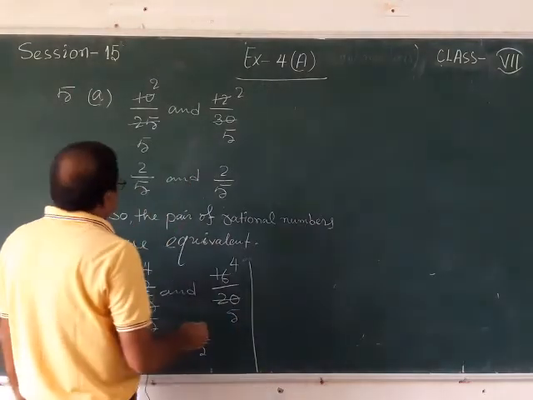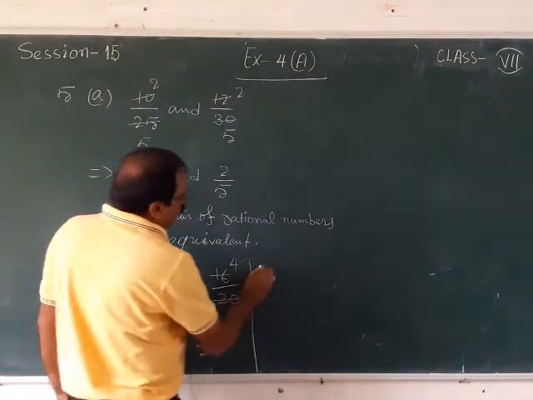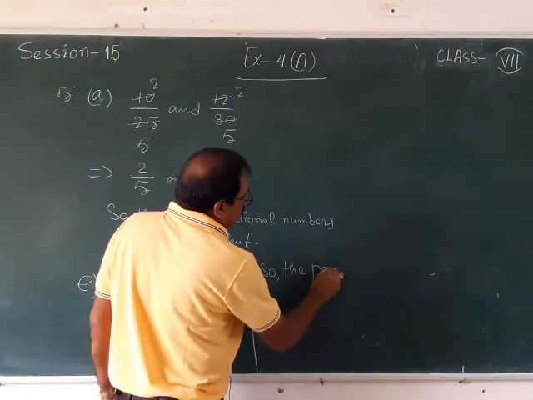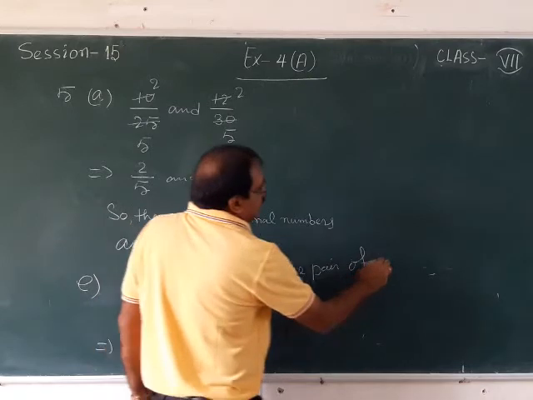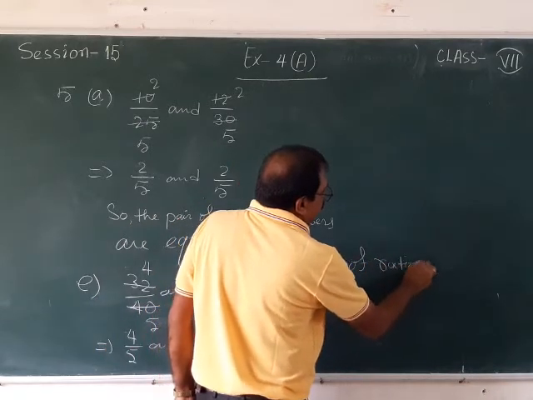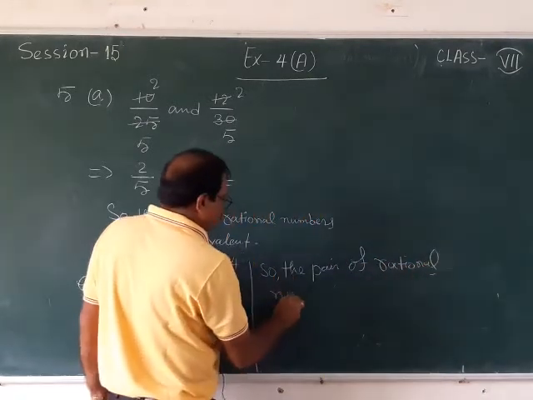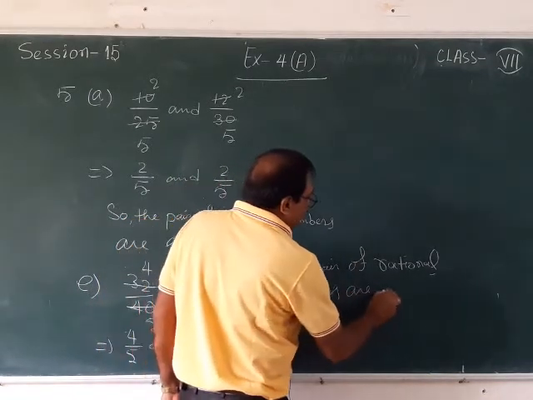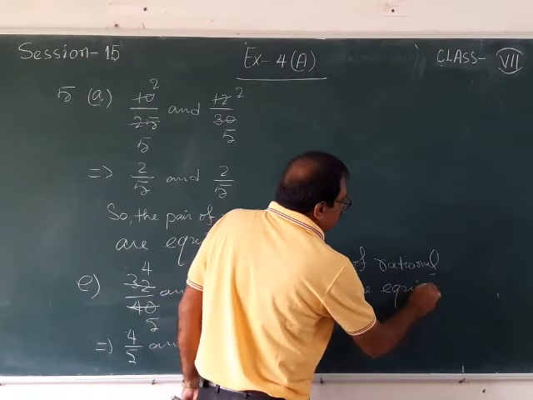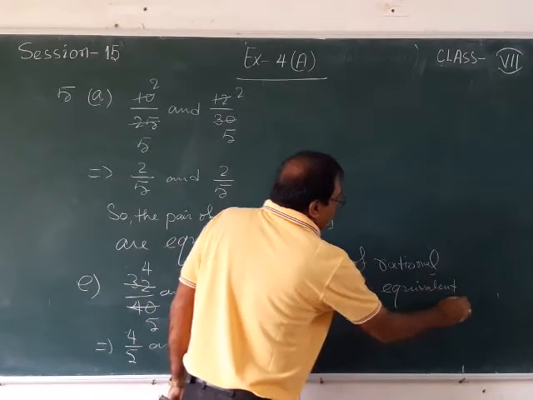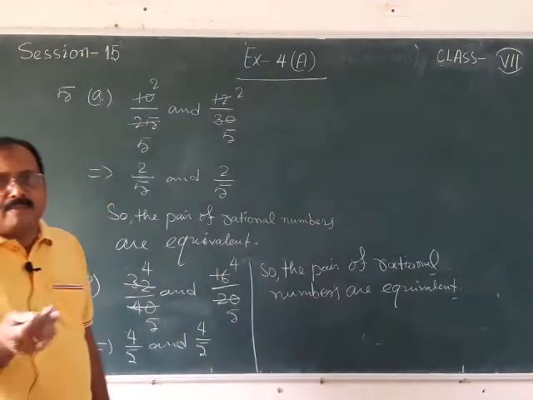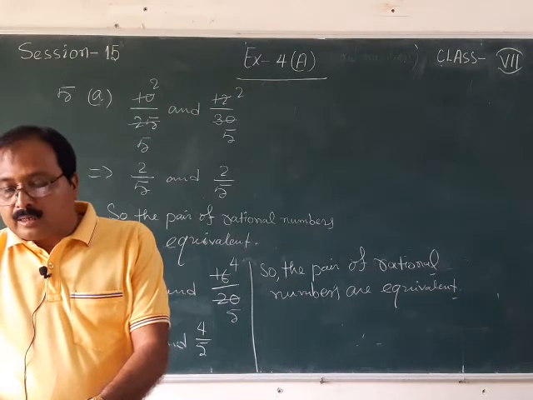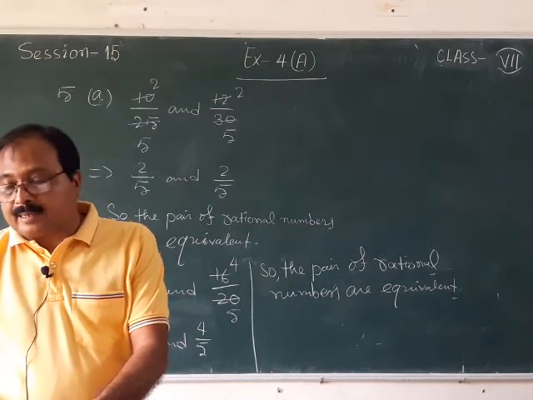Again you can write the same statement. So the pair of rational numbers are equivalent. And if both the numbers are not coming the same, that means you can write the pair of rational numbers are not equivalent fractions, like that.